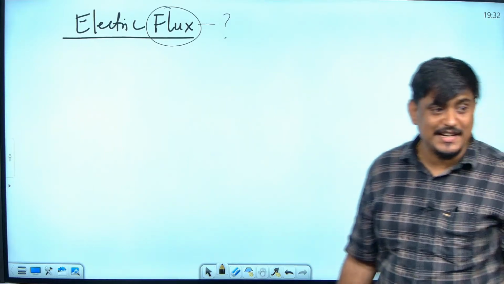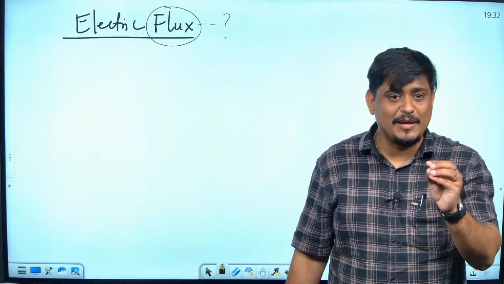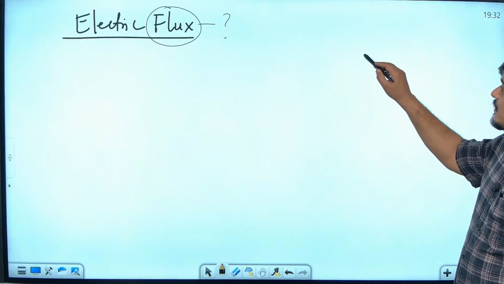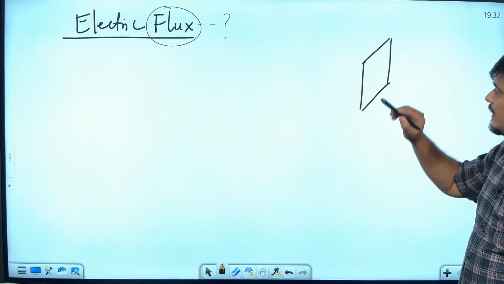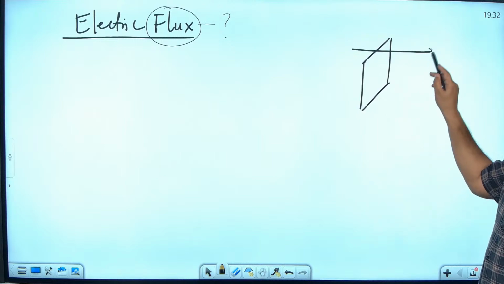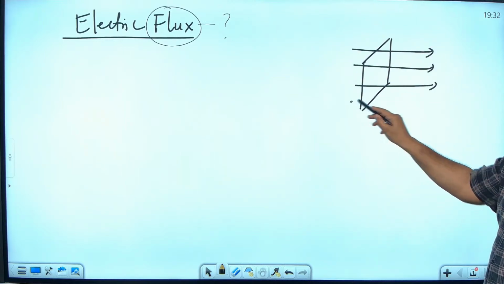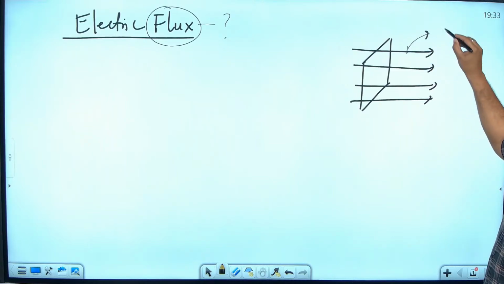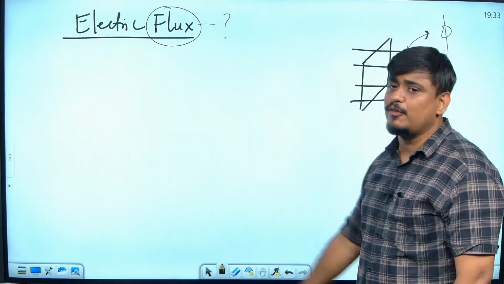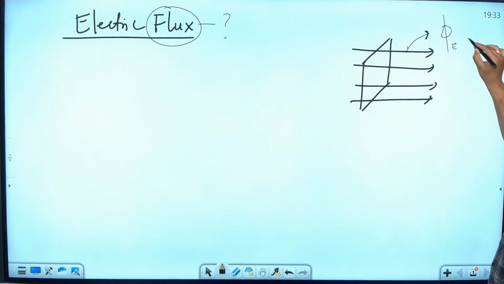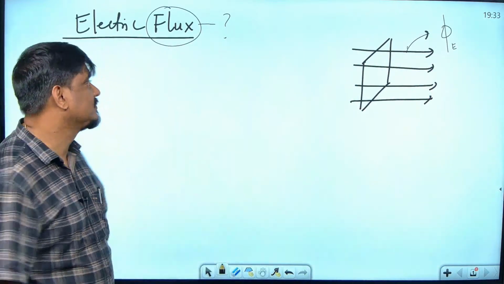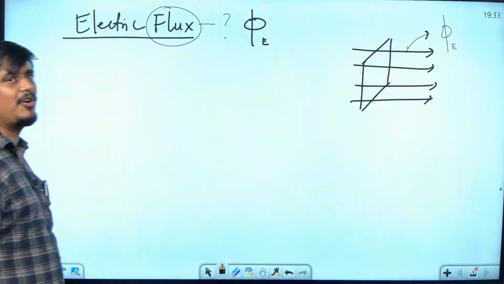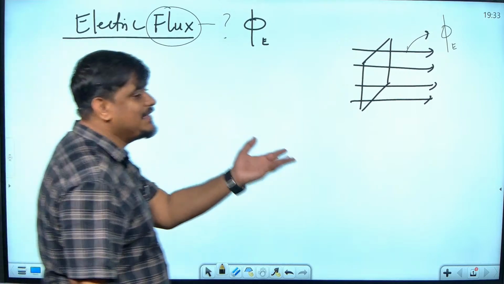When I am saying normally, it is not the English word normal. Normally means 90 degree, perpendicular. So it means that if you have a particular area and there are some electric field lines passing perpendicular to it, this is known as electric flux. And electric flux is represented by this letter phi. Phi E some books will write, because there is something called magnetic flux also. So phi E means electric flux.